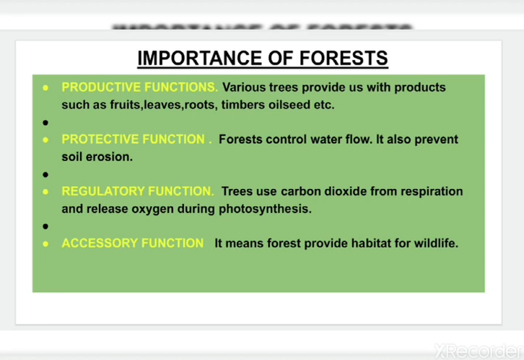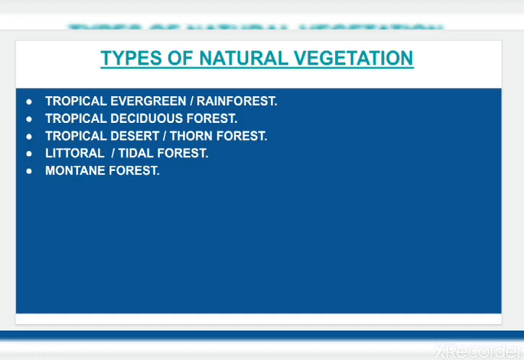Second is the protective function. Forest controls water flow. It also prevents soil erosion and regains soil fertility. Third one is the regulatory function. The trees use carbon dioxide and release oxygen during photosynthesis. That means it purifies our air. The fourth function is the accessory function. It means forests provide habitat for wildlife. So, these are all the importance of forest.